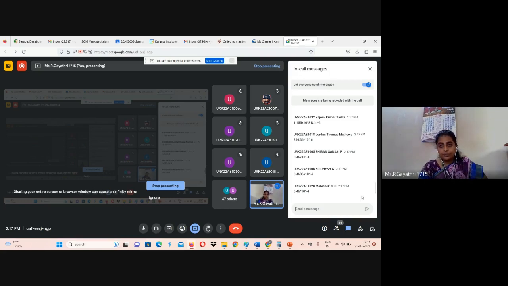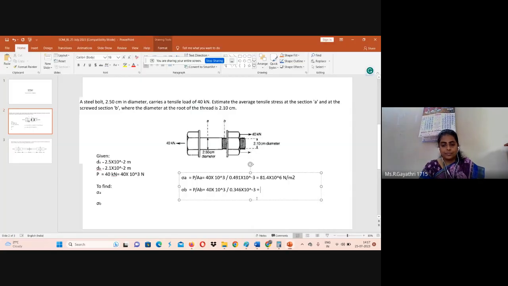Stress at section B is 115.6 into 10 to the power 6 Newton per meter square.